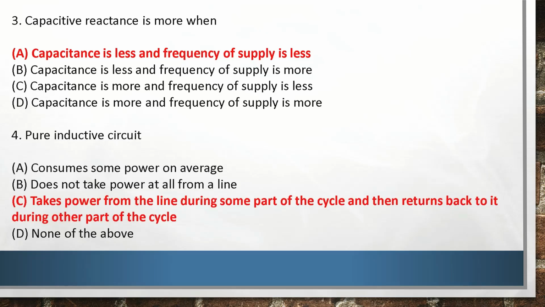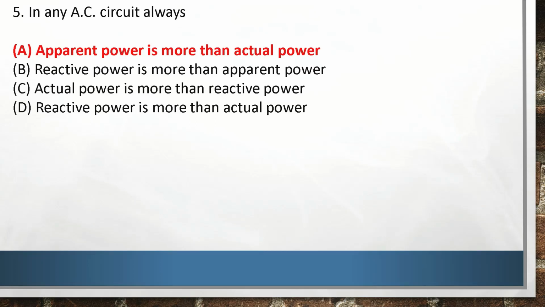Moving to fourth, pure inductive circuits, and the options are A consume some power on average, B does not take the power at all from a line, C take power from the line during some part of the cycle and then return it back during other parts of the cycle, D none of the above, and the answer is C. Moving to fifth question, in any AC circuit always, and the option is A apparent power is more than actual power, B relative power is more than apparent power, C actual power is more than reactive power, D reactive power is more than actual power.